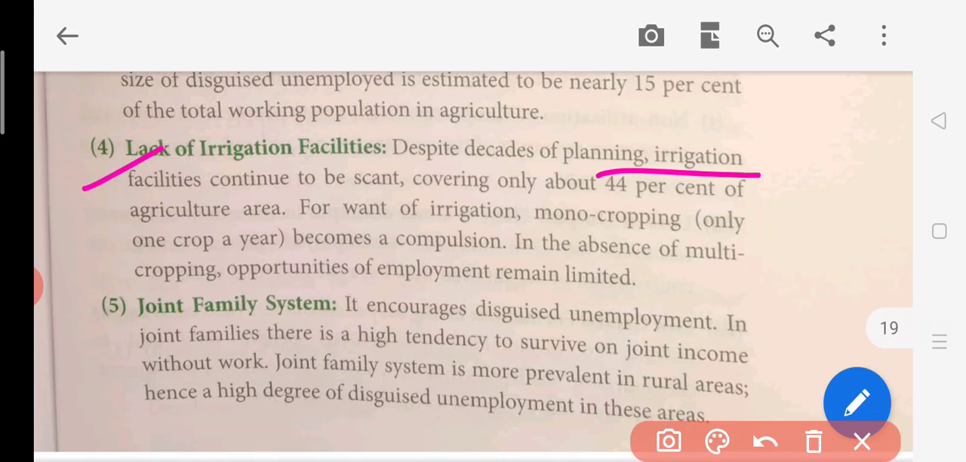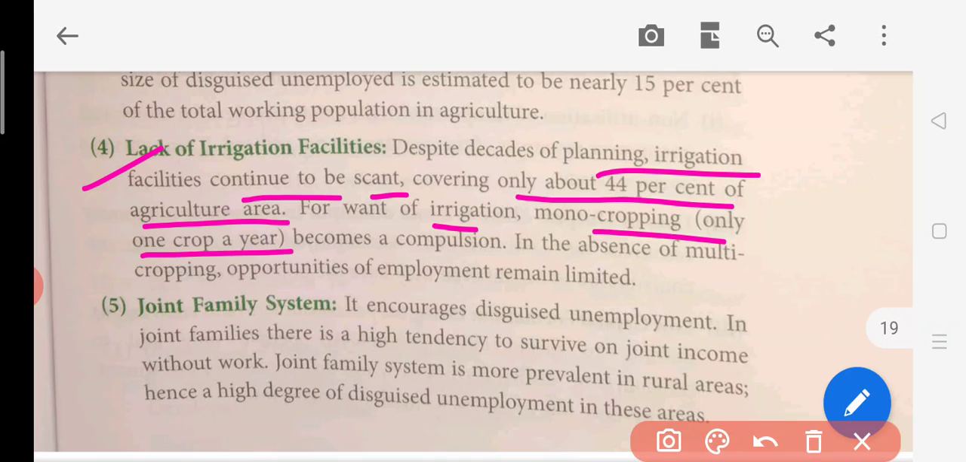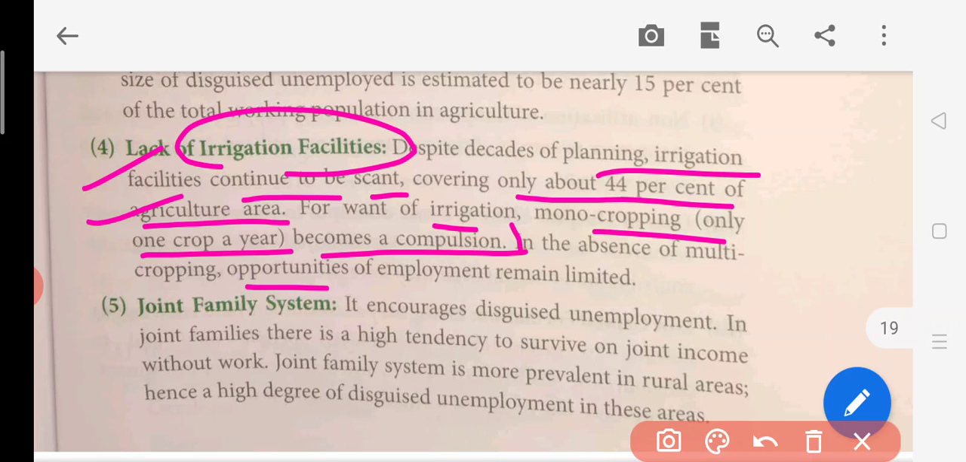Now, lack of irrigation facilities, again related to the rural areas. Still now the irrigation facilities are not proper, so they cover only 44% of the agricultural area. For want of irrigation, monocropping, only one crop a year, becomes a compulsion. So because of less irrigation, they are able to grow only a single crop in a year, and for the rest of the time what are these people going to do? They are going to sit idle. So the lack of irrigation facilities is another cause of this unemployment.